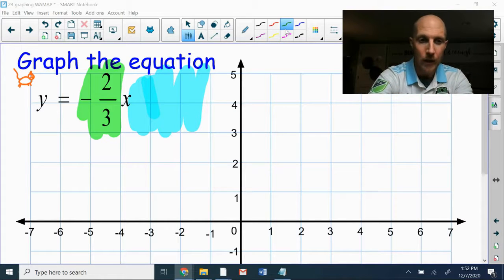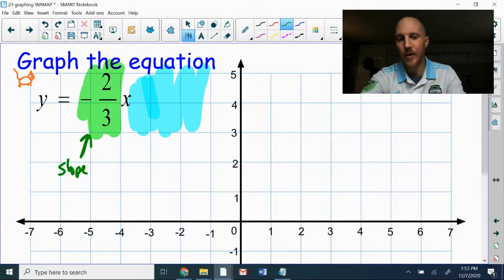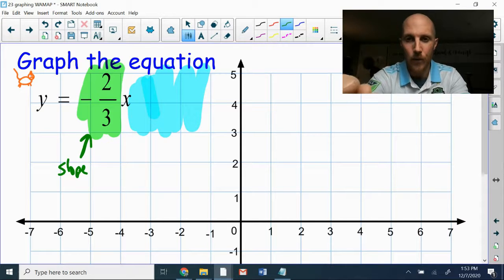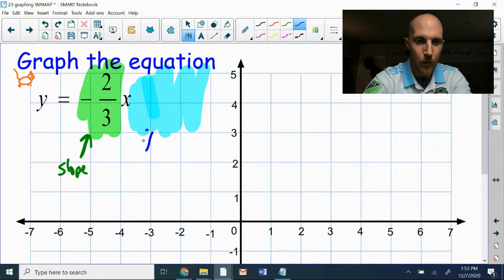So in the green highlighting, -2/3, that is our slope. And then I just pasted in this blue highlight for the y-intercept. We remember that is where the y-intercept goes. Get those letters in there.